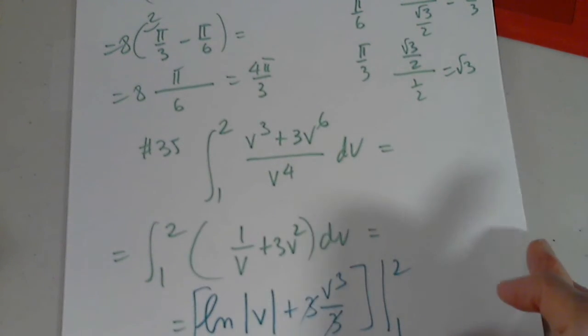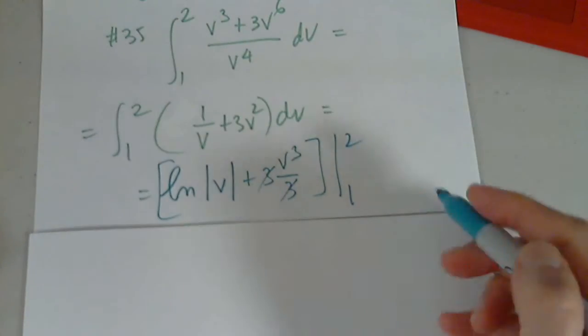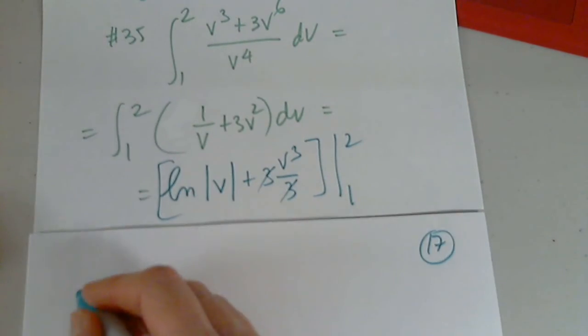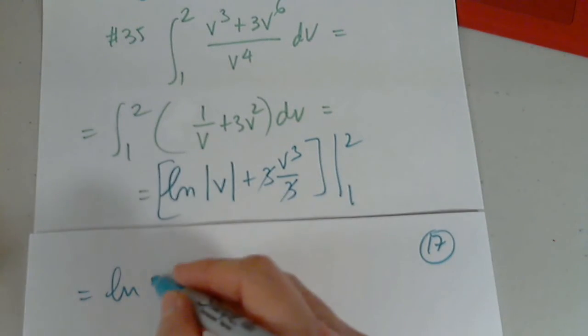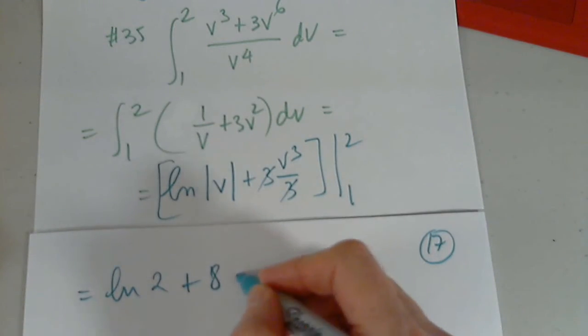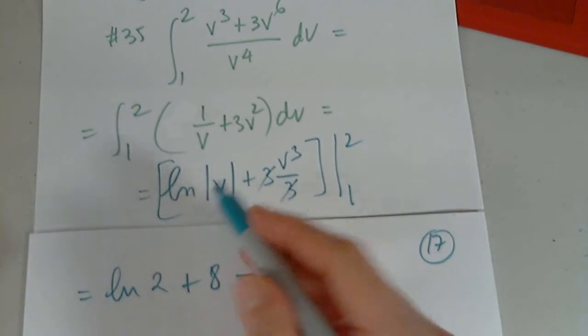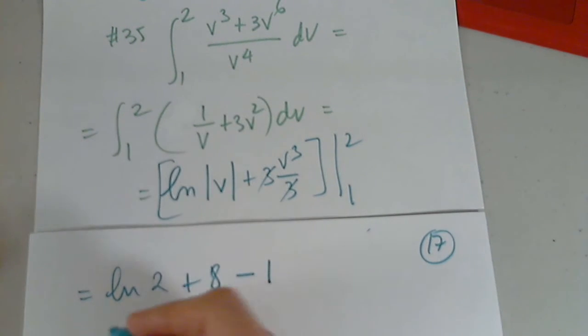This simplifies. I have to plug in 2. And I have natural log. Now I can drop the absolute value. And plus 2 to the third is 8 minus. When I plug in 1, I get 0. When I plug in 1, I get 1. So this is natural log 2 plus 7.